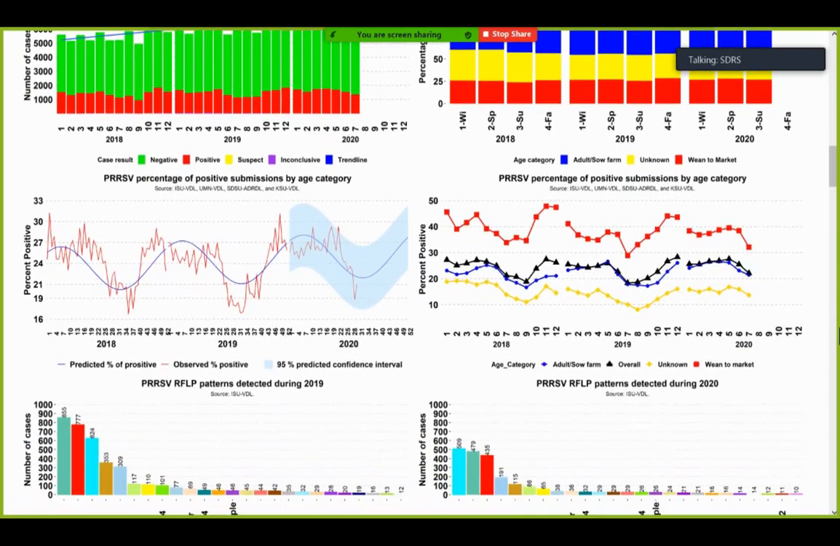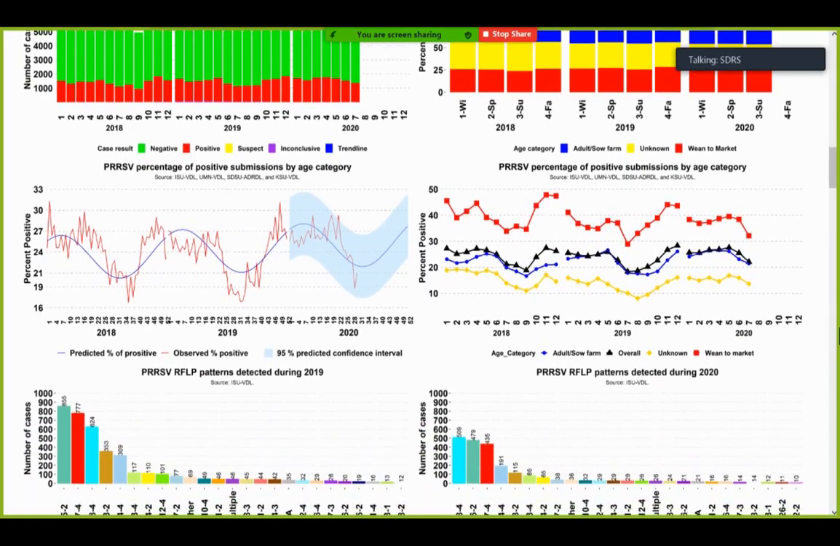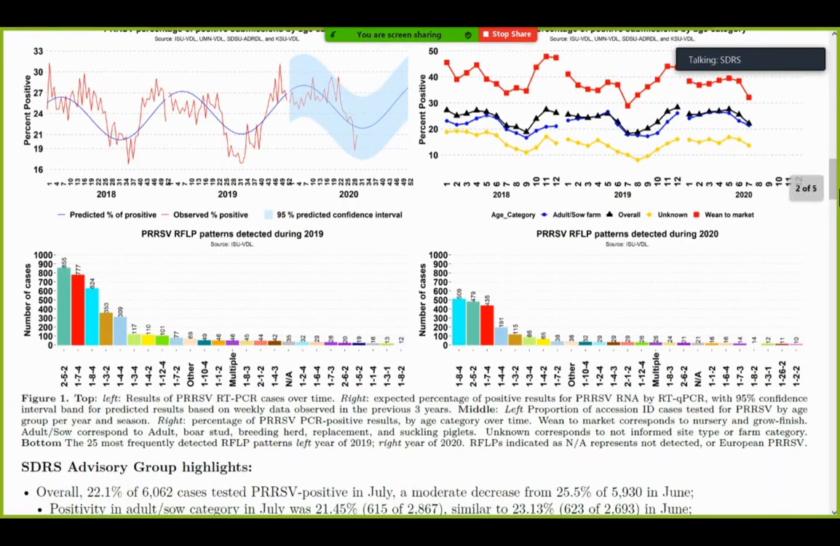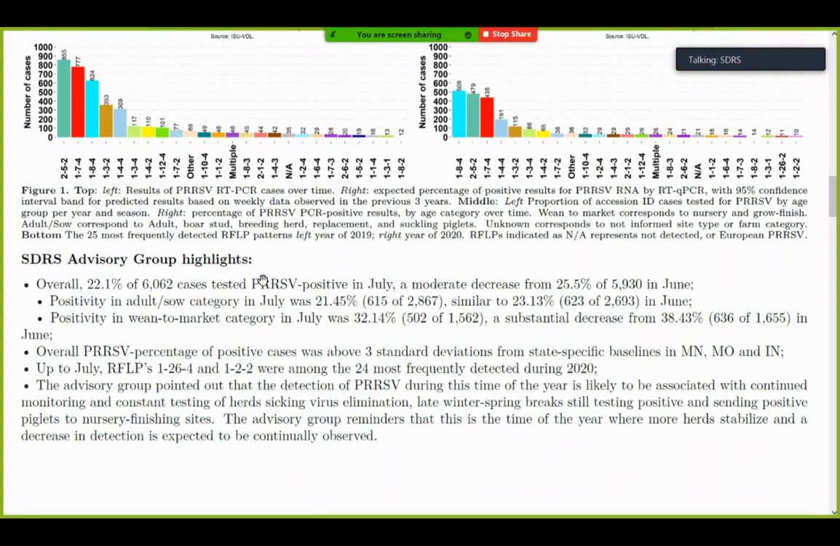Besides the decrease that was observed for the overall detection, there were some signals of detection of PERS virus above 3 standard deviations for state-specific baselines for Minnesota, Missouri, and Indiana. And the advisory group pointed out that the detection of PERS virus during this time of the year is likely to be associated with monitoring and constant testing of herds that are seeking virus elimination.